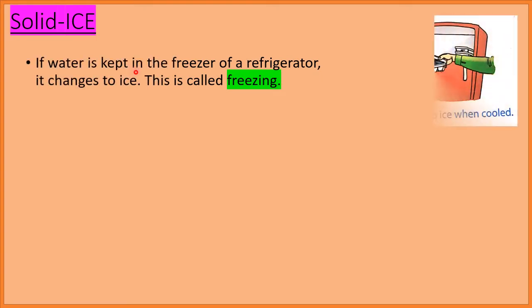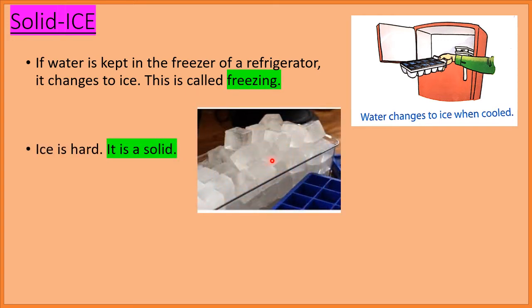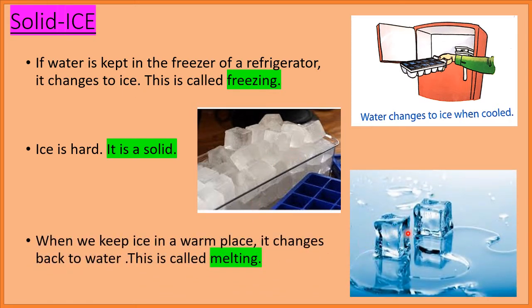If water is kept in the freezer of a refrigerator, it changes to ice. This is called freezing. Ice is hard, it is a solid. When we keep ice in a warm place, it changes back to water. This is called melting.